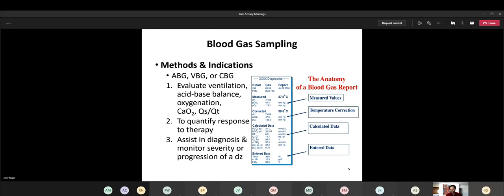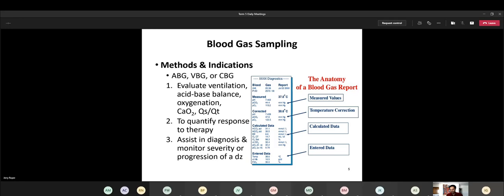But either way, it's all about trying to ensure that the baby is adequately ventilating, the baby has a normal pH, and that oxygenation is adequate. So with this report right here, this is just a breakdown of what you would expect to see on a standard typical blood gas report.